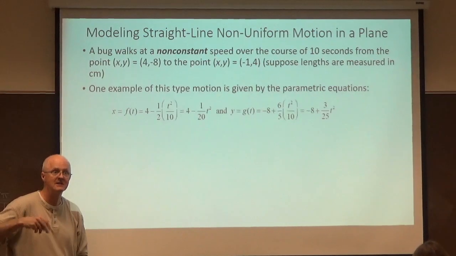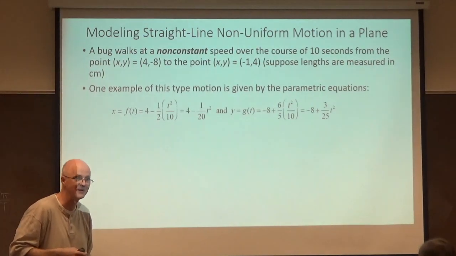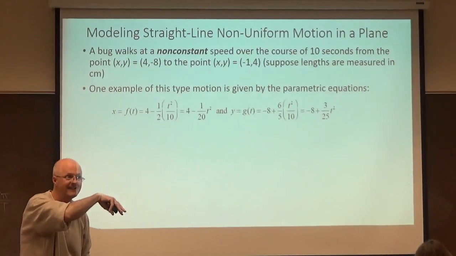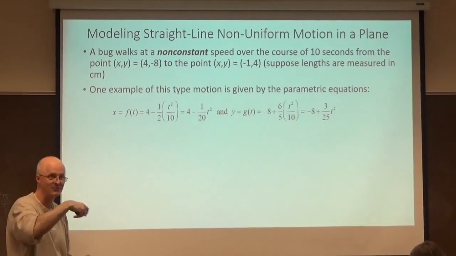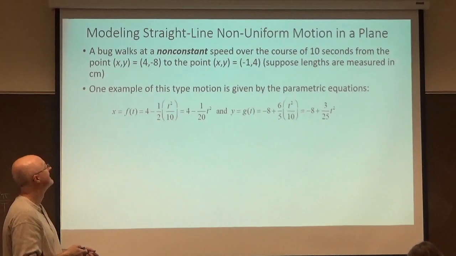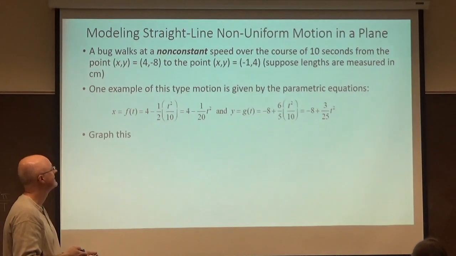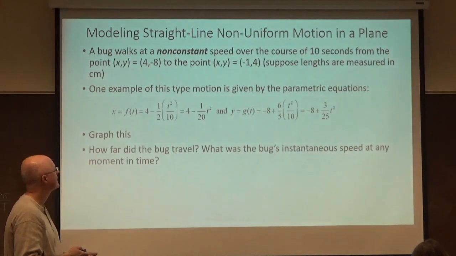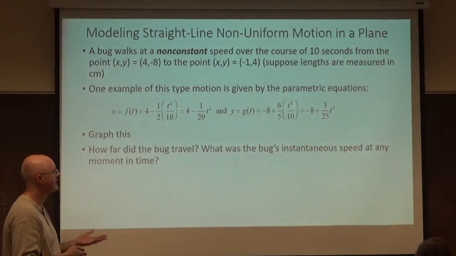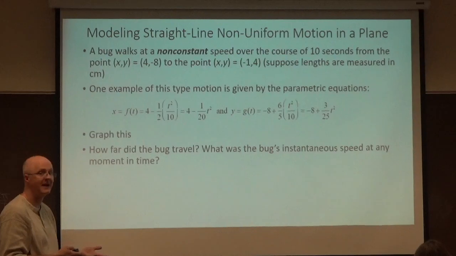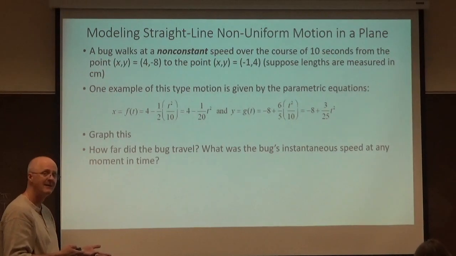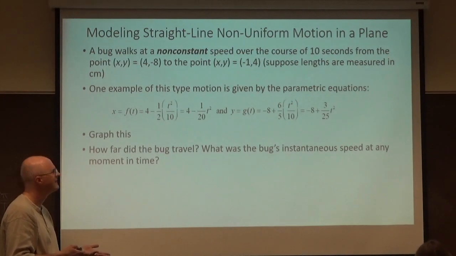The bug starts running faster and faster, this little bug, like a cockroach or something. It's running faster and faster. It accelerates. We can graph this. We can figure out how far the bug travels and what's the bug's not constant speed, but instantaneous speed at any moment in time. Maybe. Sounds like a derivative, right?